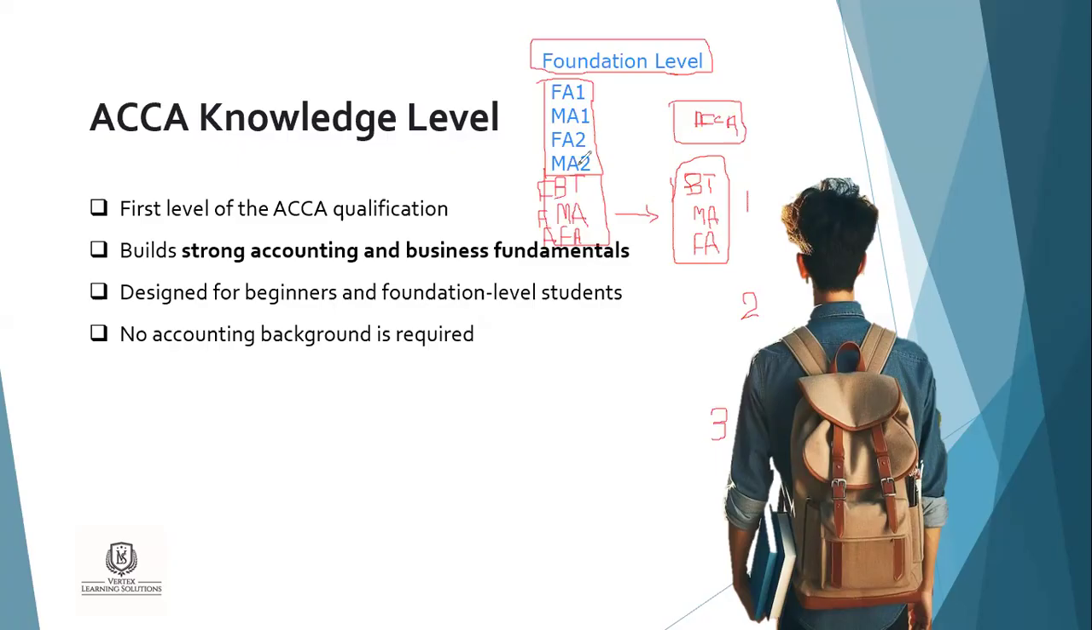Obviously, when you are entering FBT, you are entering the knowledge level. Foundation level students are maybe really beginners, 15, 16 to 17 years old, matric pass, or maybe O level students. So the language is easy in these papers. Otherwise, everything is repeated. FPT is also called BT, FMA is MA, FFA is FA. So everything is repeated.